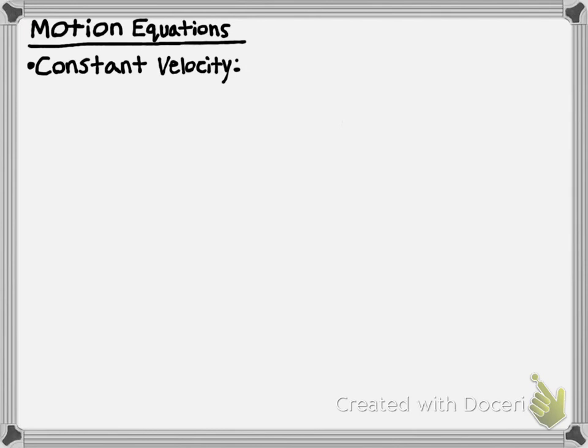This video is a brief overview about motion equations. I will talk about the different equations we will use and how to go about solving problems with motion equations. Constant velocity is when an object moves at a constant rate with no acceleration. There is the equation for constant velocity.